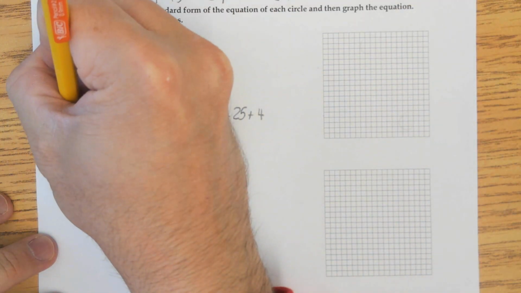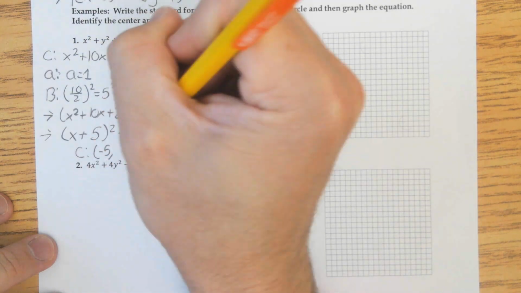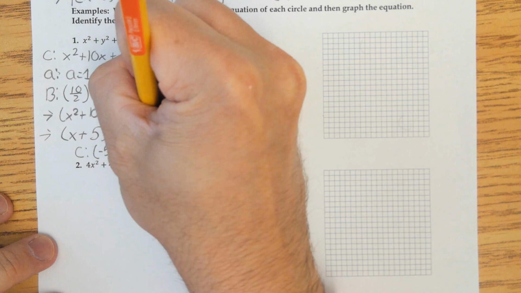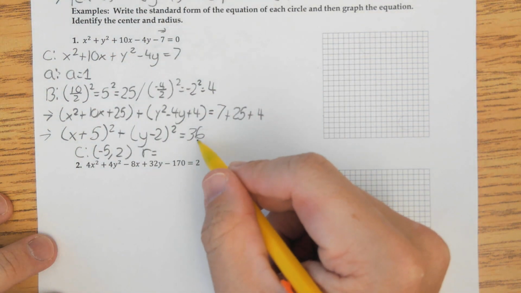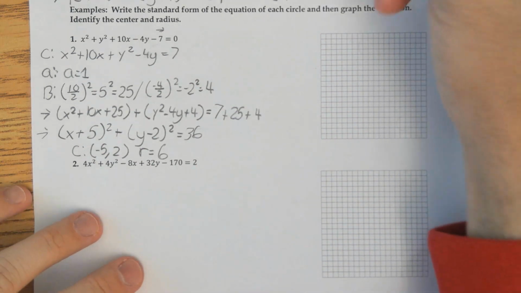So then if we were to go ahead and find the center now, opposite h and k, that would be negative 5, positive 2. Radius, remember this is equal to r squared. When you take the square root of 36, you get 6, and there's your radius. So we'll just go over here and graph that real quick.